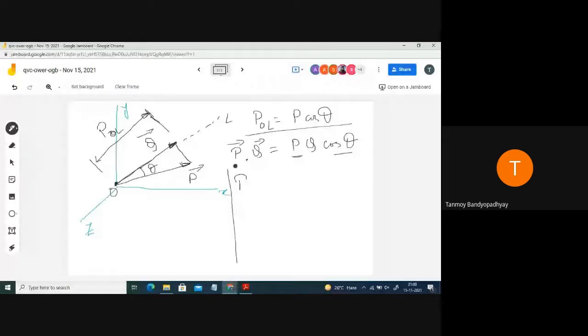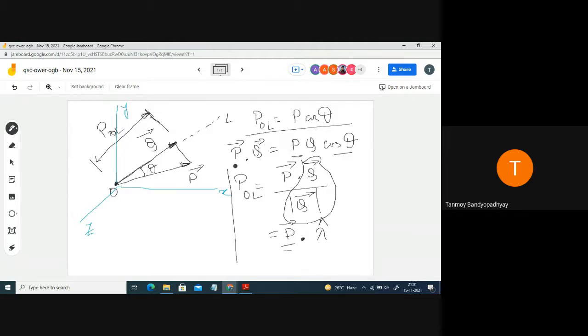So POL, that is actually P cos theta, which is vector P dot vector Q divided by the magnitude of vector Q. If I combine this, what is vector Q divided by the magnitude of vector Q? That is a unit vector in the direction of Q, or in the direction of L, or just any direction. Let me represent it by lambda cap. So you have to find the dot product.